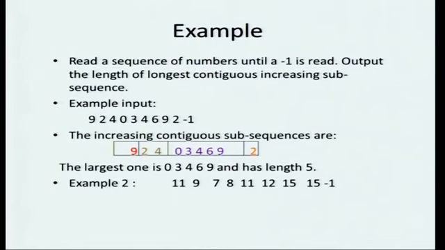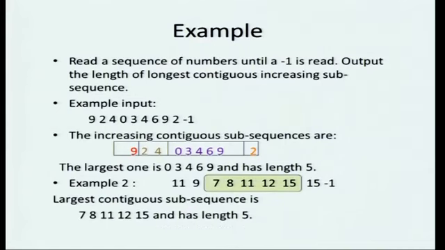Let's take another example. 11, 9, 7, 8, 11, 12, 15, 15, and -1. Just to illustrate the point, 11 is greater than 9, so that can't be an increasing sequence. 9 is greater than 7, so the increasing sequence there is just 9. But then 7, 8, 11, 12, 15, these are increasing.